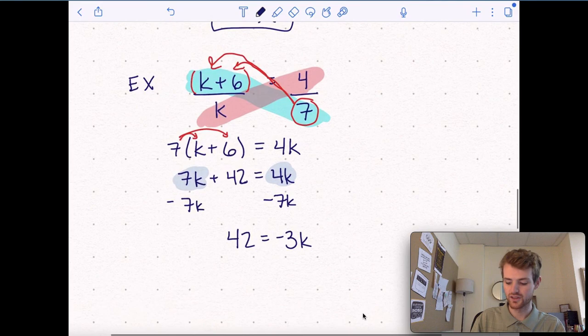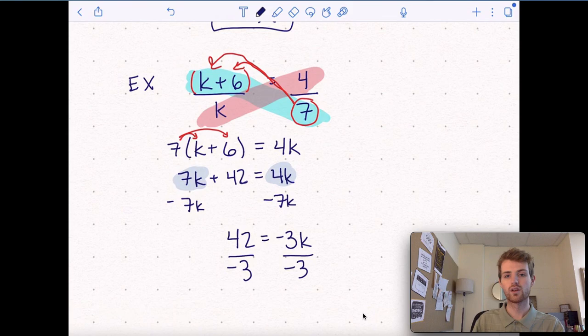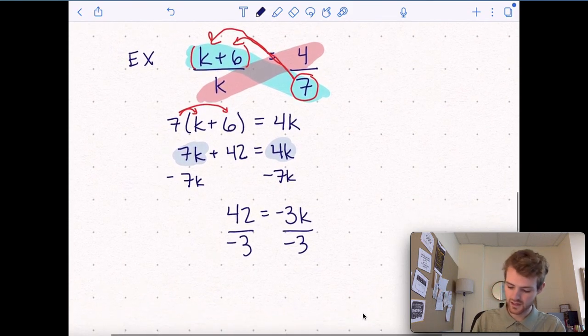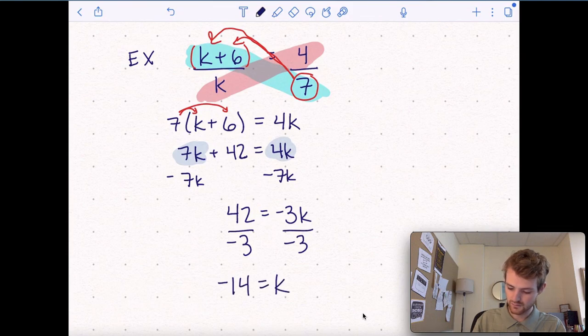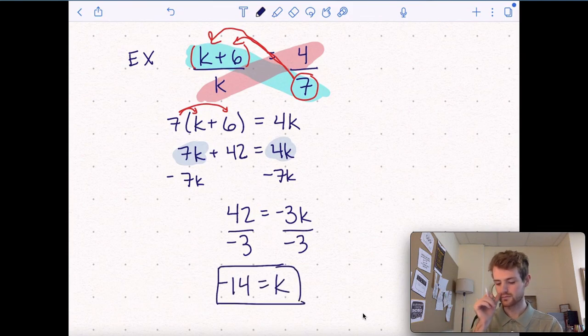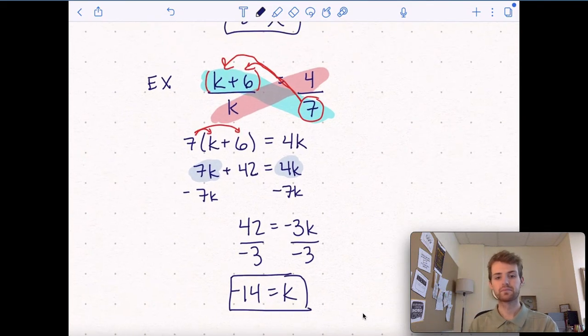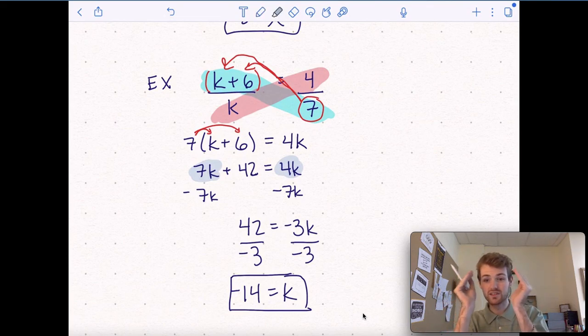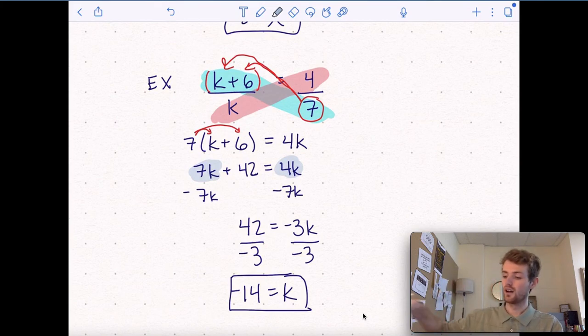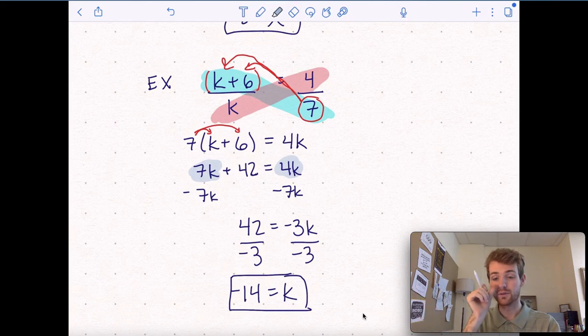Then we can finish this up by dividing both sides by -3. And when you do that, we get -14 equals k. There you go. Remembering to put those parentheses and then distribute that multiplication is a big piece. You get an opportunity to practice some of that on the practice.